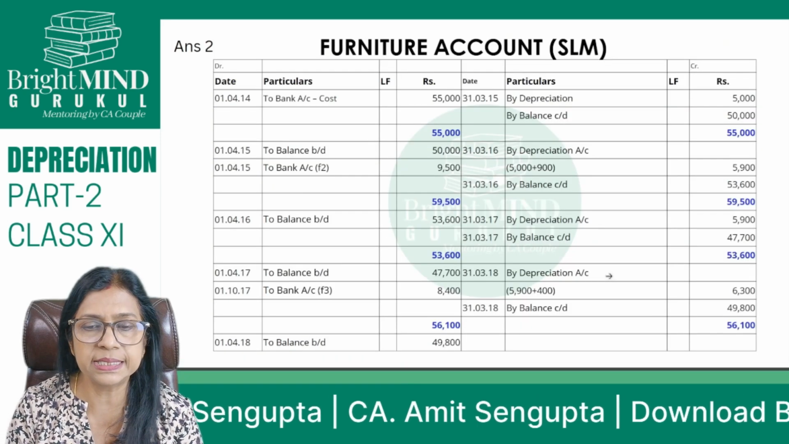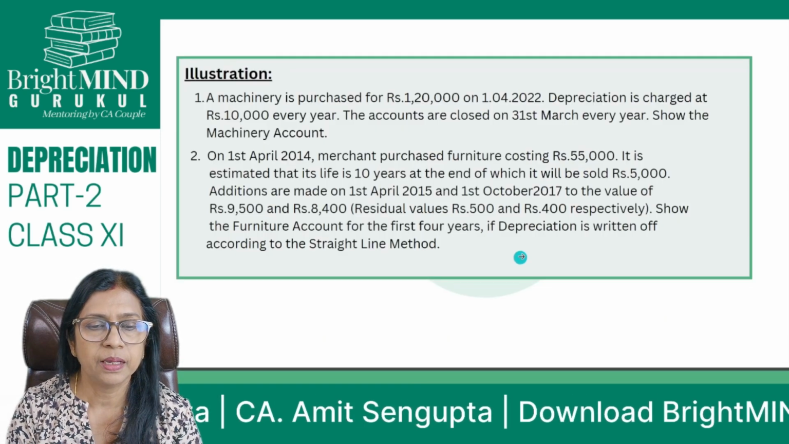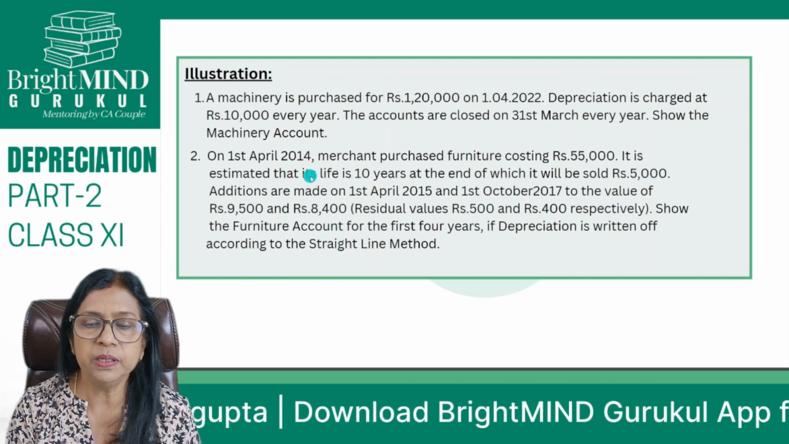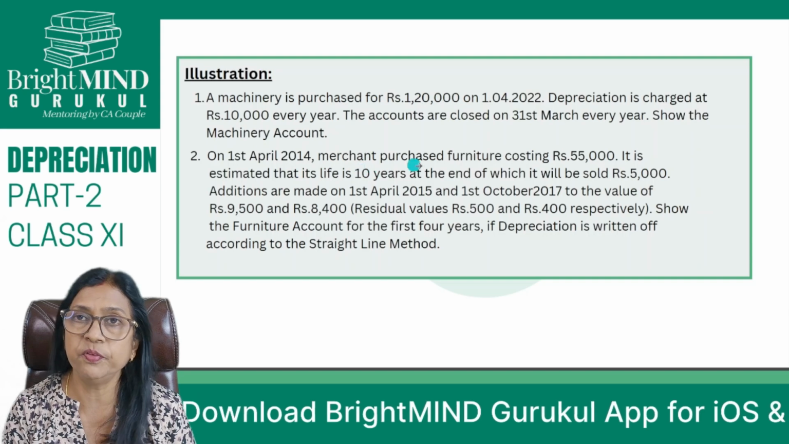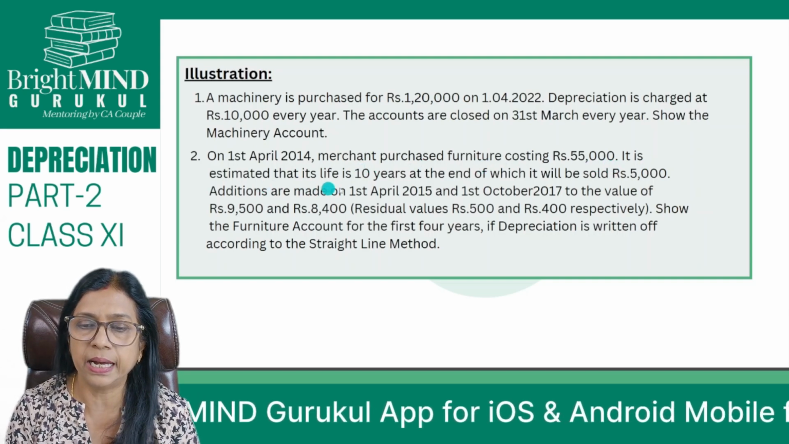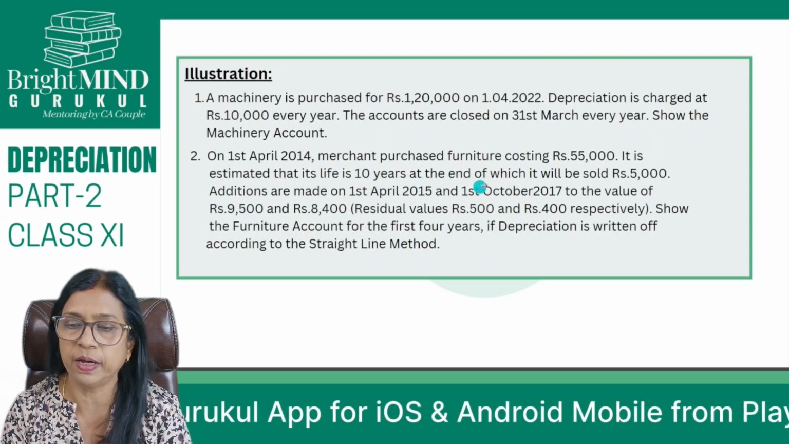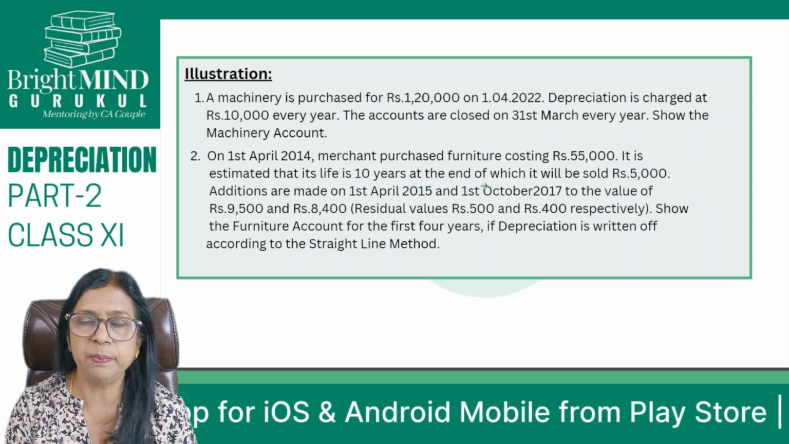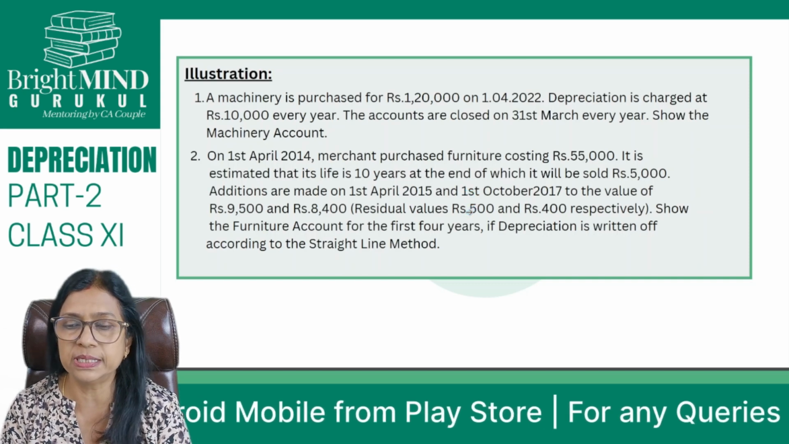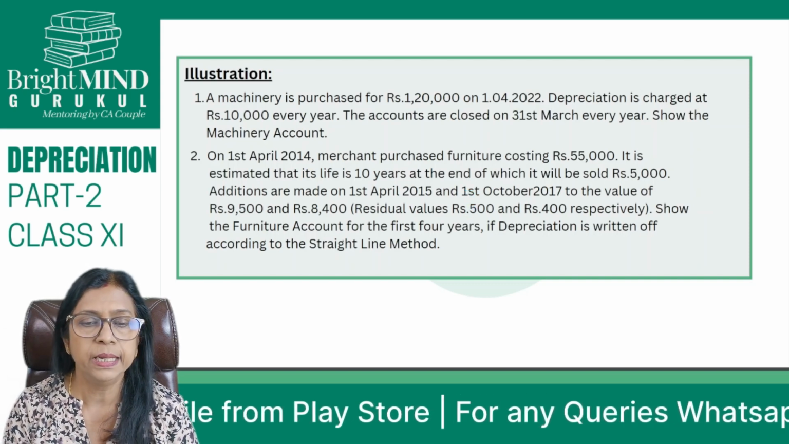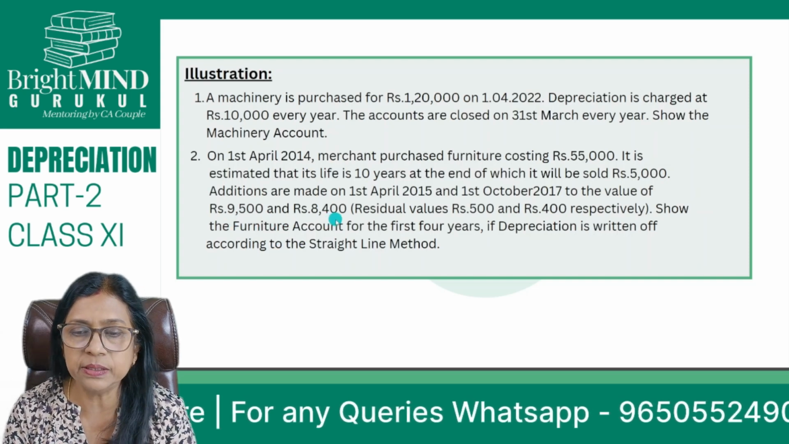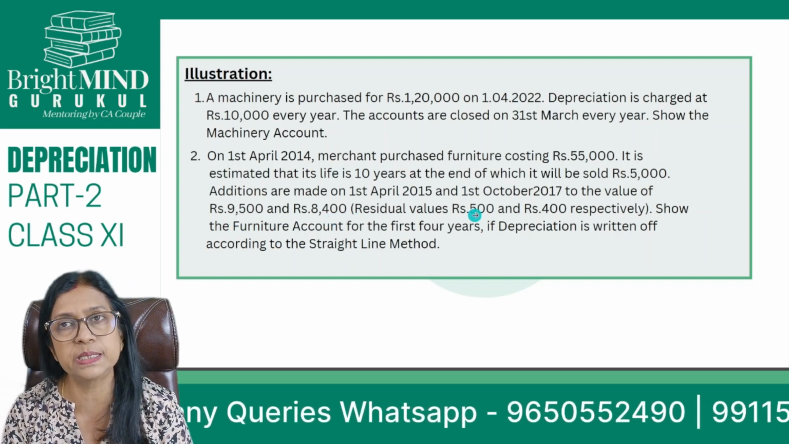Now let us understand the second example. The second illustration: on 1st April 2014, a merchant purchased furniture costing 55,000. It is estimated that its life is 10 years, at the end of which it will be sold for 5,000. Additions are made on 1st April 2015 and 1st October 2017 to the value of 9,500 and 8,400. It's also given that the residual values are 500 and 400 respectively.